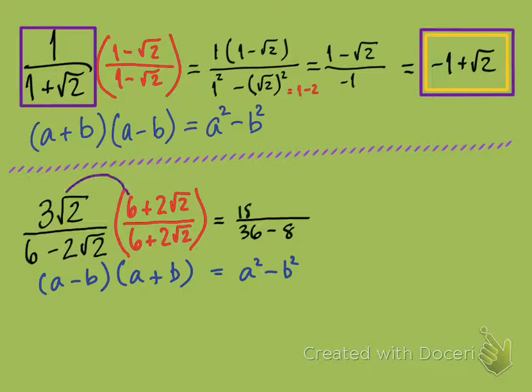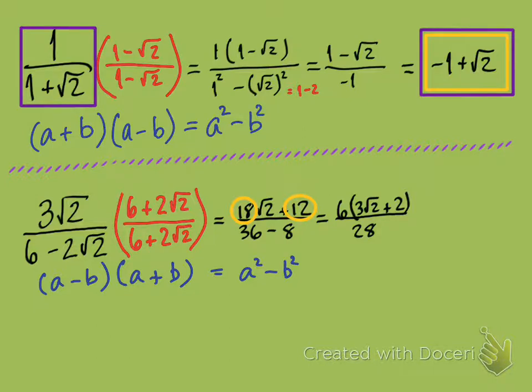Now let's multiply the top using the distributive property. That's going to give me 18 root 2 plus 12. Once again, please verify for yourself that 3 root 2 times 2 root 2 does, in fact, equal 12. Let's simplify a little bit more. 36 minus 8, that's 28 on the bottom. And I've gone ahead and factored out a 6 from those two terms on the top to give us 6 times 3 root 2 plus 2.